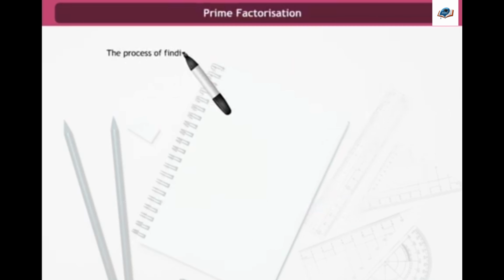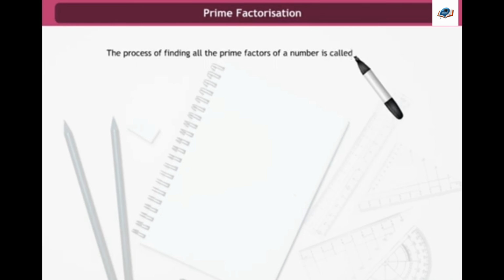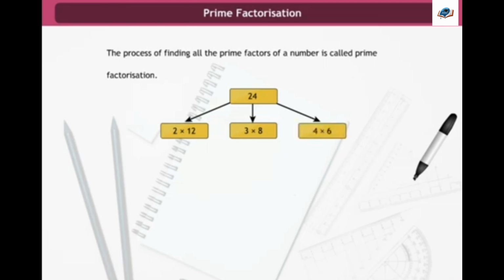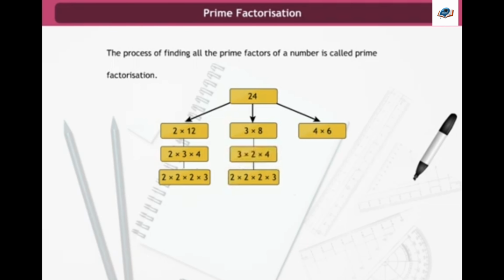Prime factorization. The process of finding all the prime factors of a number is called prime factorization. Consider the number 24. We first break 24 into all its factors: 2 into 12, 3 into 8 and 4 into 6. Then we further factorize them as shown. In all the above factorizations of 24, we ultimately arrive at only one factorization. That is 2 into 2 into 2 into 3. This is the prime factorization of 24.